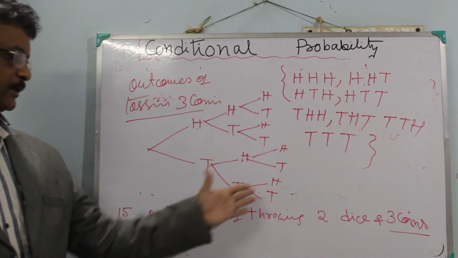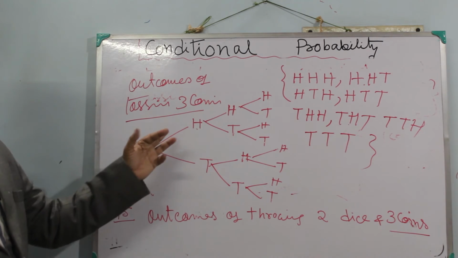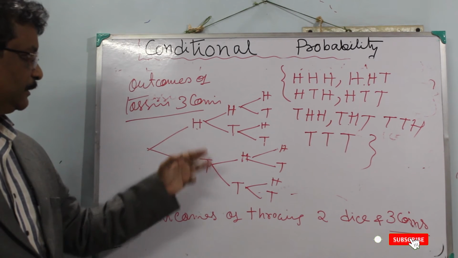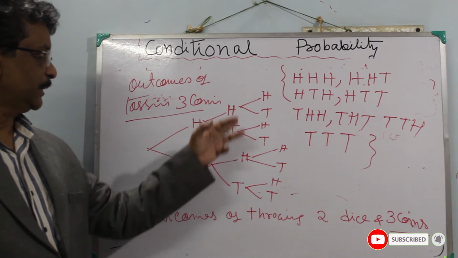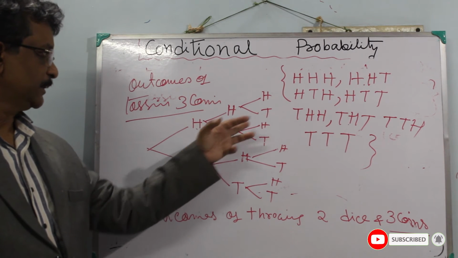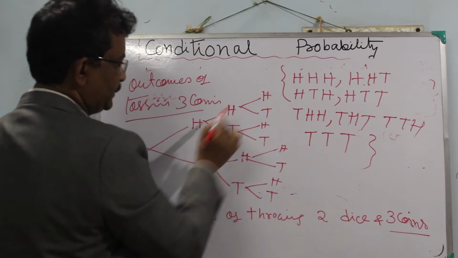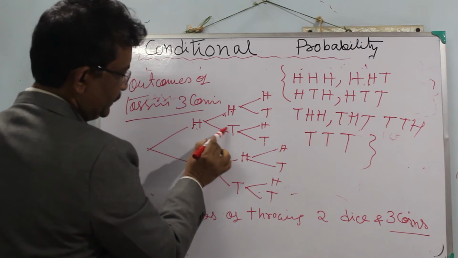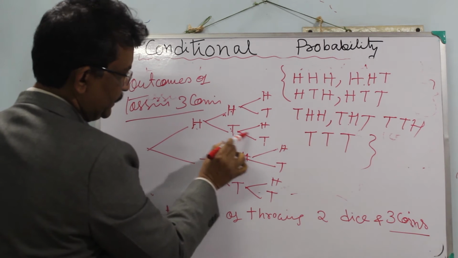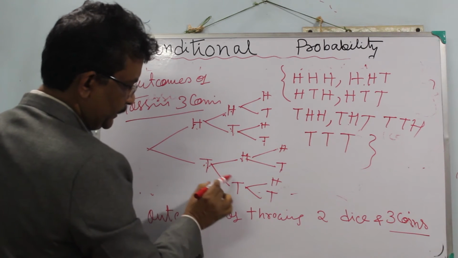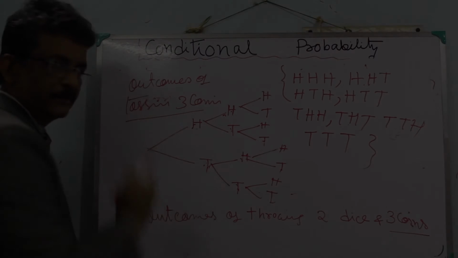You can make the tree diagram like this. Starting point, this is the starting point, head, tail. From head, head, tail, again from this head, tail, head, tail, head, tail, like this. Then you chart this: head head head, head head tail, head tail head, head tail tail, tail head head, tail head tail, tail tail head, tail tail tail.